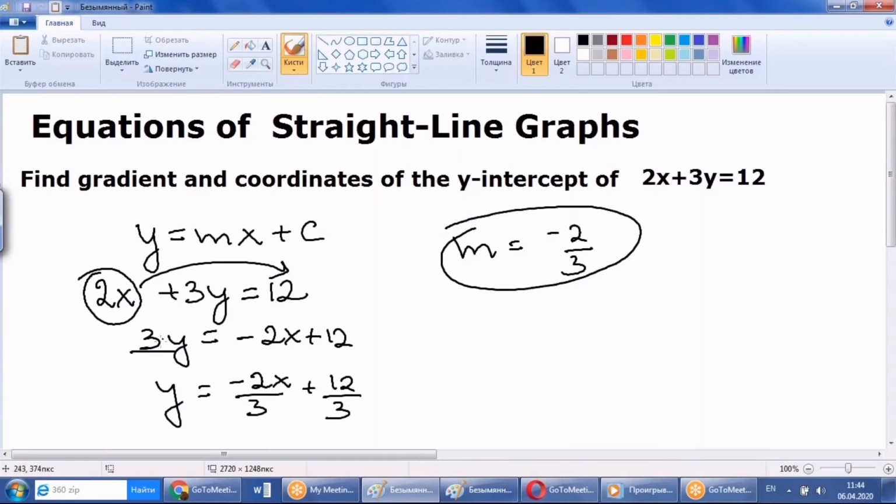This is our gradient. And our y-intercept is the point where x is equal to 0, or our c. Our c is equal to 12 over 3, or 4. So the y-intercept is the point (0, 4).